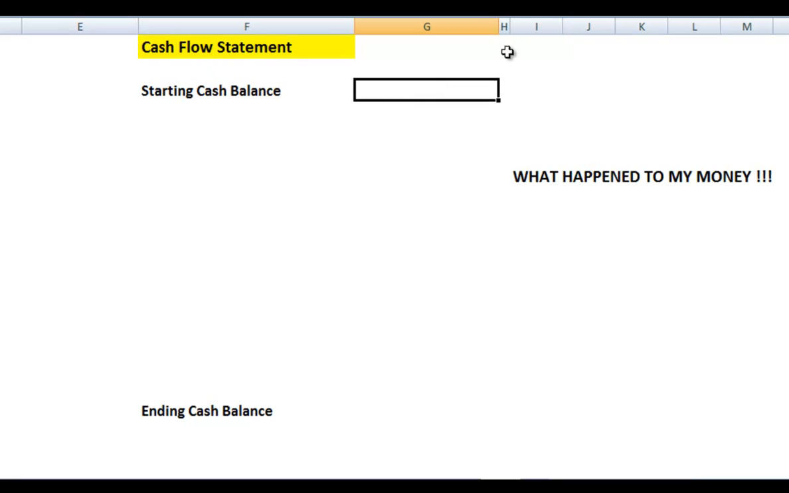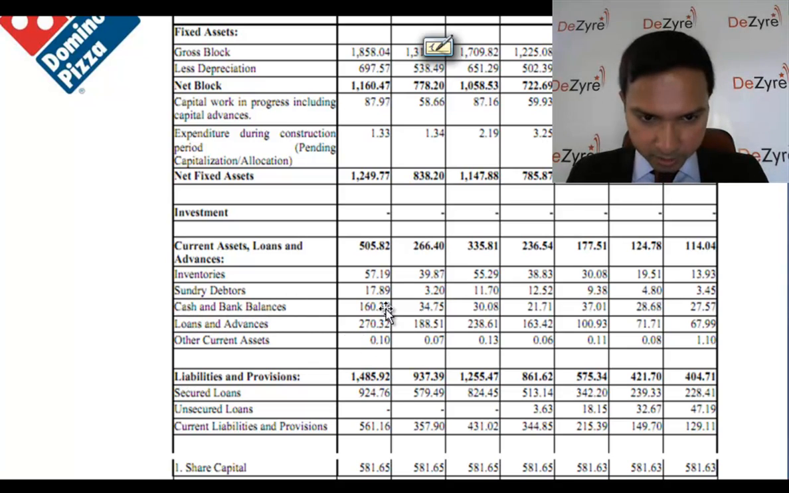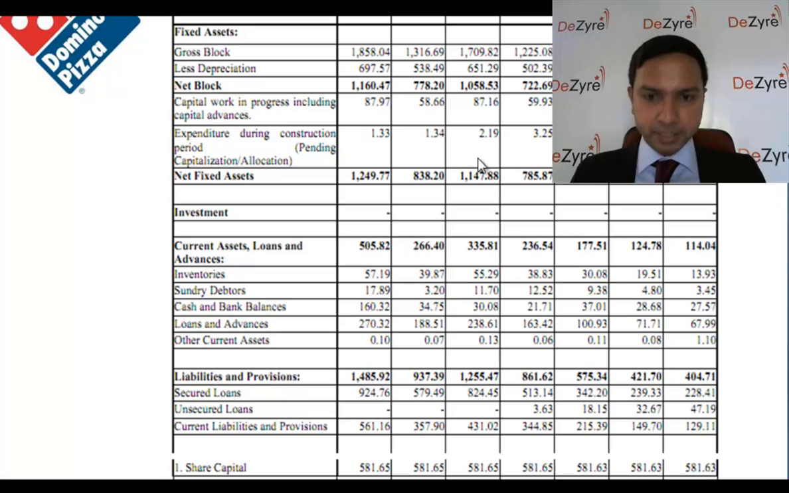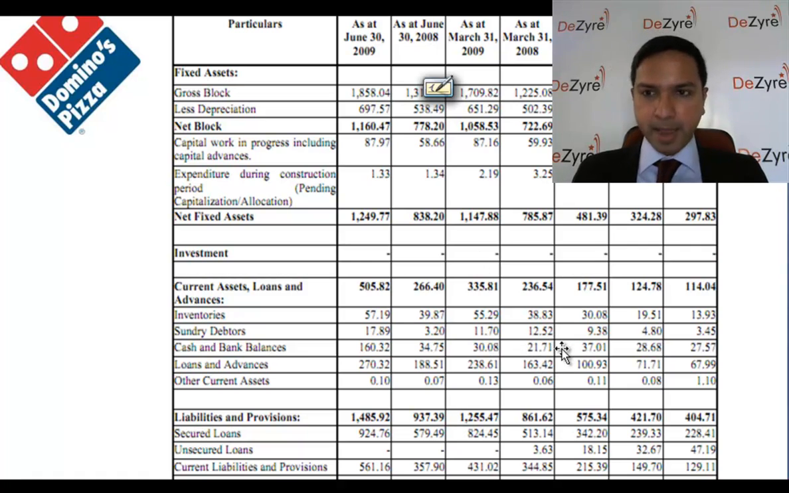So let us go to the starting cash balance. Where are you going to find the cash balance for a company? Obviously the balance sheet. You go to the Domino's balance sheet, you go to the statement saying the cash and bank balances, and let's say we go to the year 2008. In 2008, Domino's had 2.1 crores in cash in the bank. You remember, this is in millions, so it's 21 millions. 10 million is a crore, so 21 million is 2.1 crores.